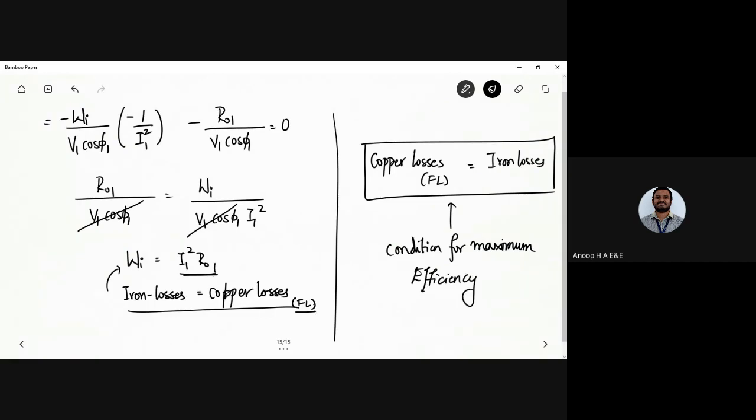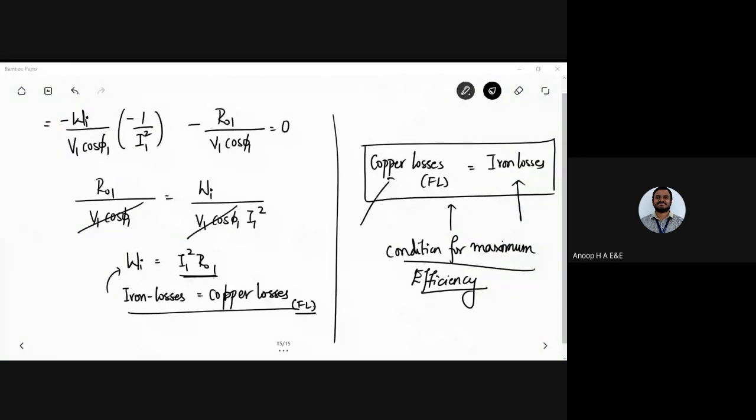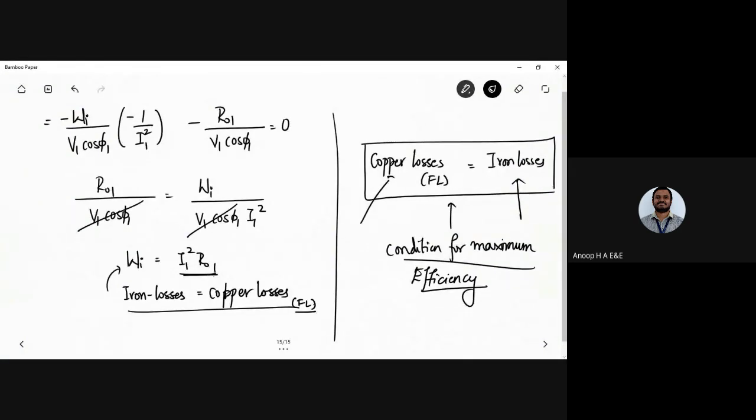So if you have the copper losses at full load, and that would be equal to iron losses, then you can say that you will be having the full load copper losses equal to the iron losses. Fine. Any doubts which are there, you can let me know. Any doubts that come to your mind right now with respect to this derivation?